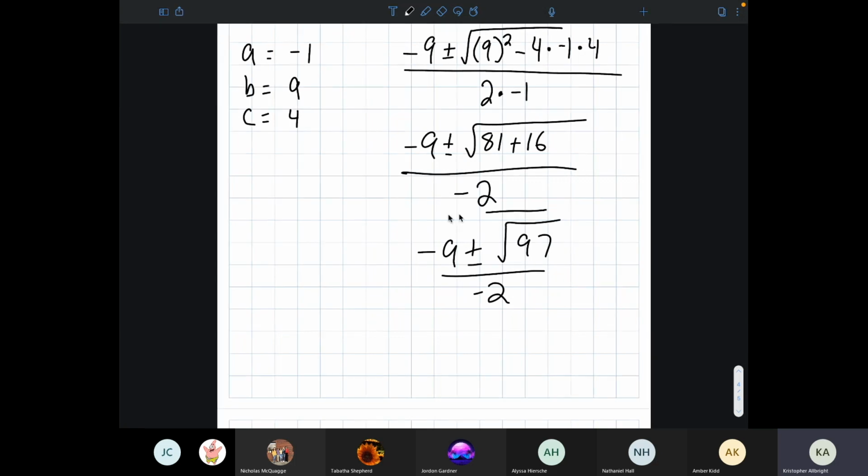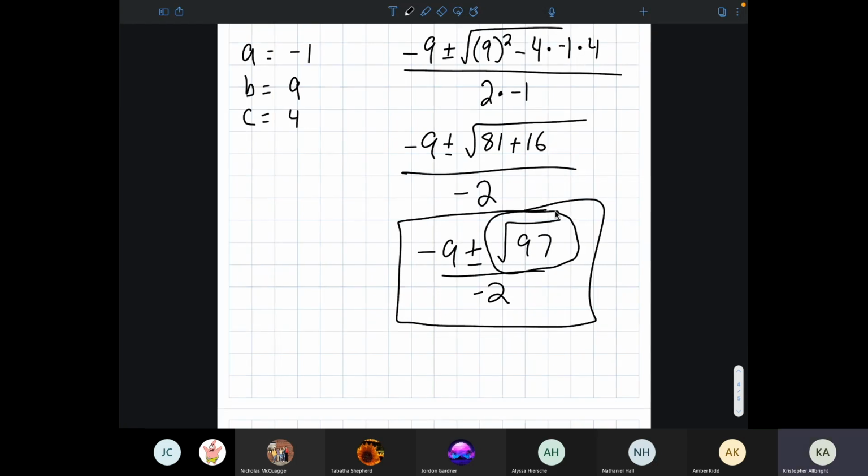This is much cleaner. So what we're going to do is leave it like this, and the reason for that is because it is cleaner. If this number breaks down, like if it's 36 or 100 or something like that, that you can take the square root of and get a whole number, break it down into two problems and get a number apiece. But if you can't, then leave it like this. If the square root does not break down, leave the plus minus and everything all together.